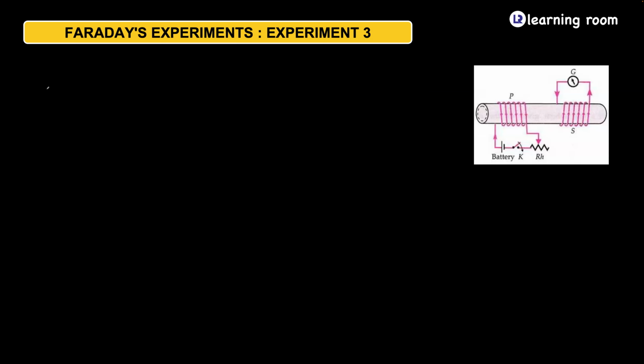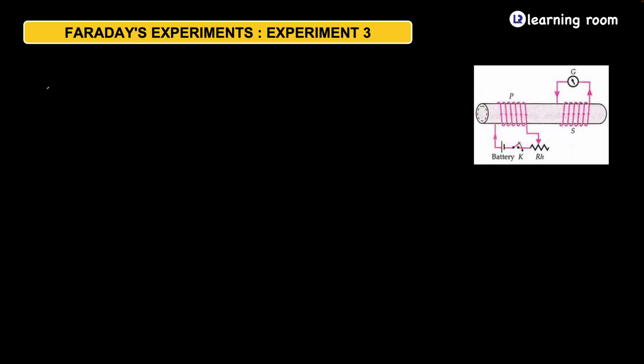And the third experiment is something like this. Along the same core, there is one coil which is connected to a battery. So this is an electromagnet. In the previous two cases, we used a permanent magnet. Here we are using an electromagnet. Before the key is closed, what is the current through the circuit? 0. But as soon as it is closed, the current is going to increase from 0 to a certain value.